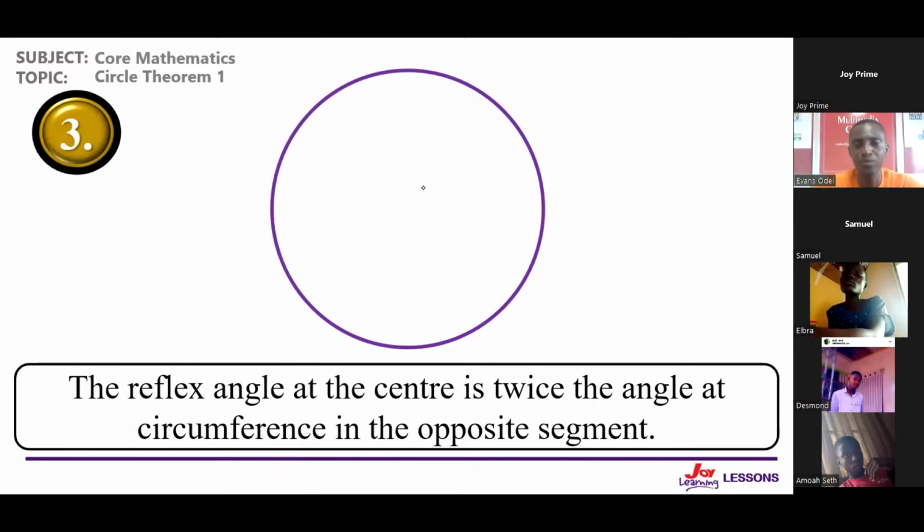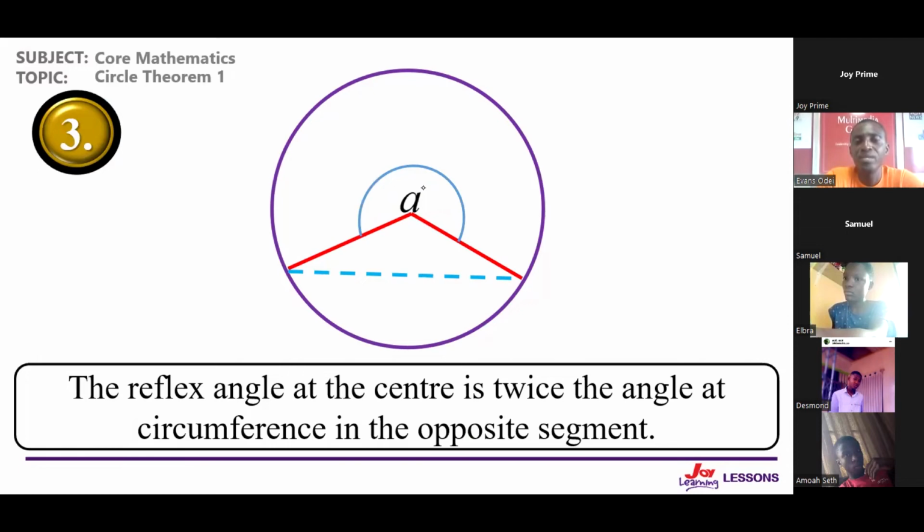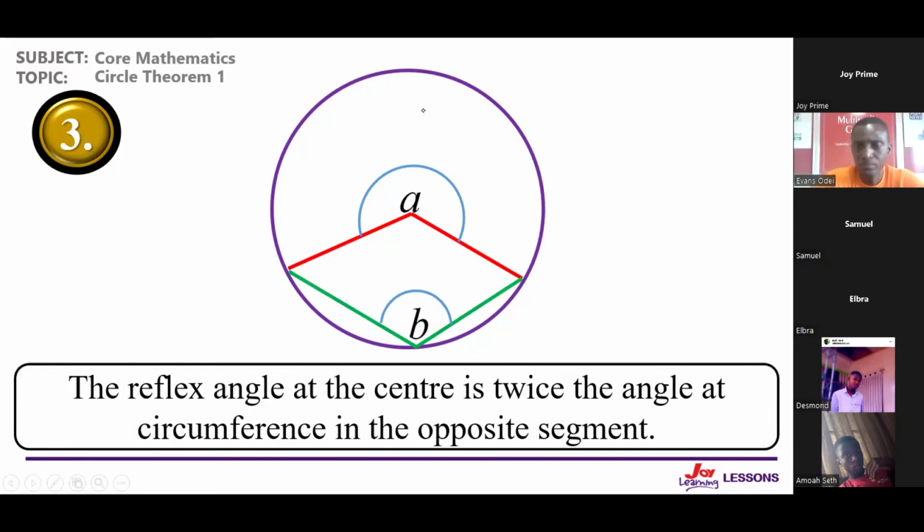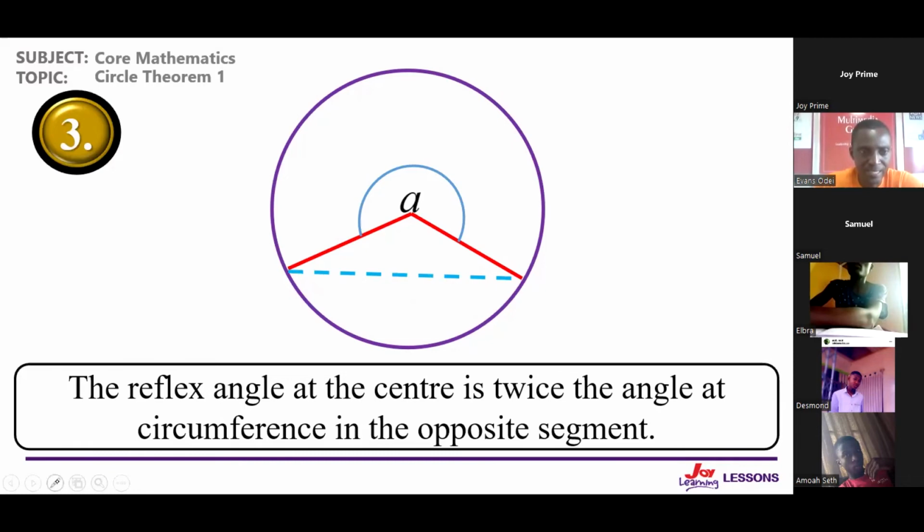Let's look at the last theorem for today. So let's look at theorem number 3. And here we are saying that if we have a chord, okay, and we subtend an angle from the chord to the center, let's call that angle a reflex angle A. When we draw the chord, realize that the chord has given us two different segments. So let me say we have a segment here. The whole of this is a segment, right? And above also a segment.